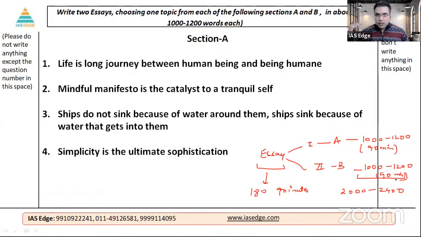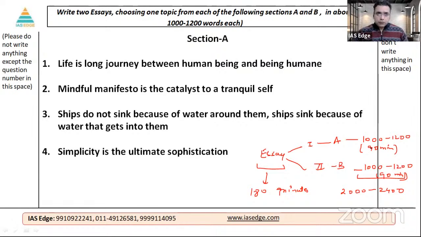I remember when I gave mains in 2010, हमें एक ही essay लिखना होता था. But now you have 2 essays. It is good also, and it is challenging also. The good thing is that if you do average in 1 essay, you can do well in the other essay. And also the chances of getting a higher score in 2 essays is better.